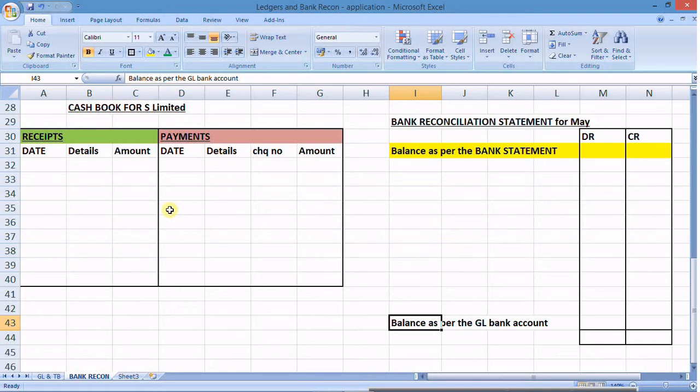Is that favorable or unfavorable? That is favorable, yes. Okay, so if it's favorable, where would the balance be? In the receipts, on this side. Okay, so 1st of May, balance brought down. Favorable, how much? 950. Okay.